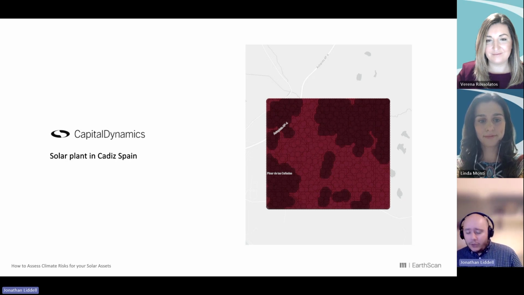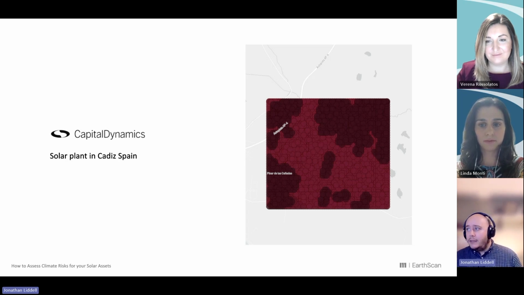And in Cadiz, we've got a solar plant there, and what was provided to us was just a single asset point. And what we've decided to do whilst working with Capital Dynamics is provide an area analysis. And what you can see here on the right-hand side of the screen is a different risk profile than what you would previously have received if it was just a singular point. And so what we've been able to provide Capital Dynamics with is multiple points around this solar plant because there are multiple different risk types associated.